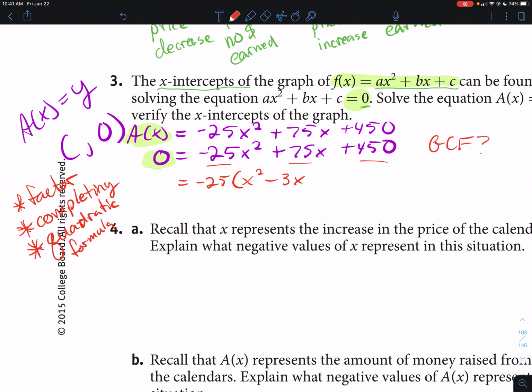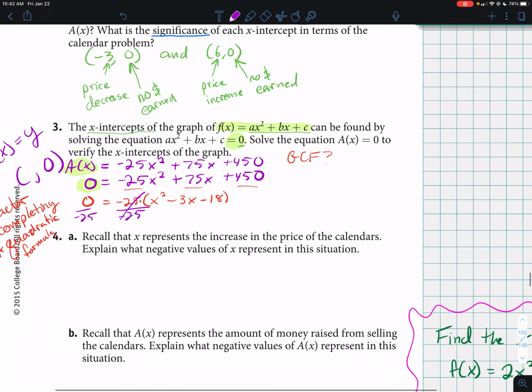So 450 divided by negative 25, we get minus 18. So again, this only works if it is a common factor of all the terms. Everything was divisible by negative 25, so I just divided everything by negative 25. And so we factored out the negative 25. And since we're solving here, I can cancel out the negative 25. And now we just have 0 equals x squared minus 3x minus 18.